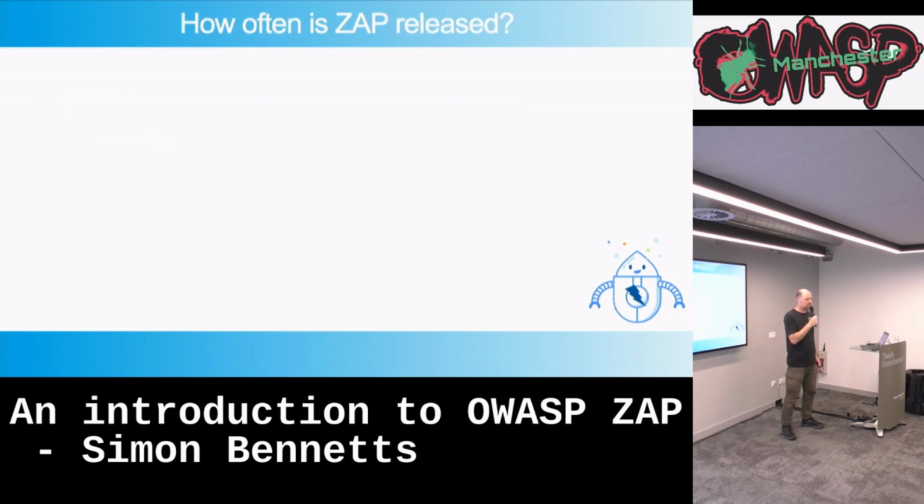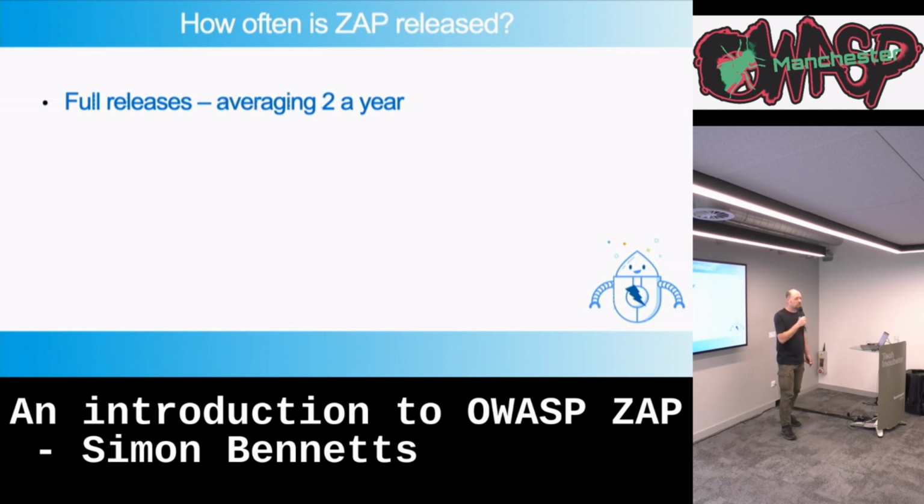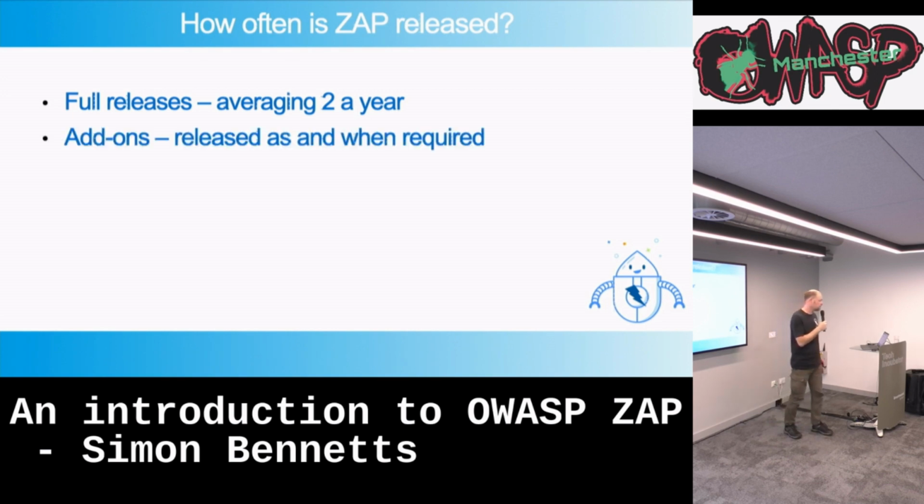So, how often is ZAP released? We do full releases, and we try and do those around 2 a year. We've been fairly reasonable at keeping to that recently. There's a new one. We had the release candidate a few weeks ago. We do need to get it out.